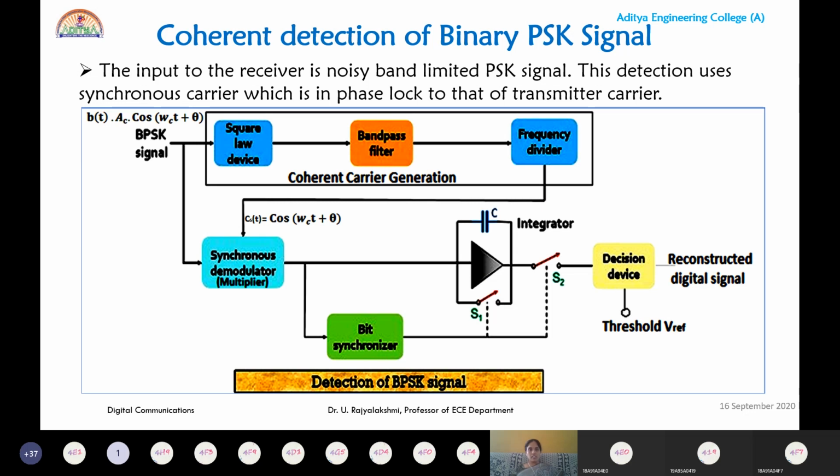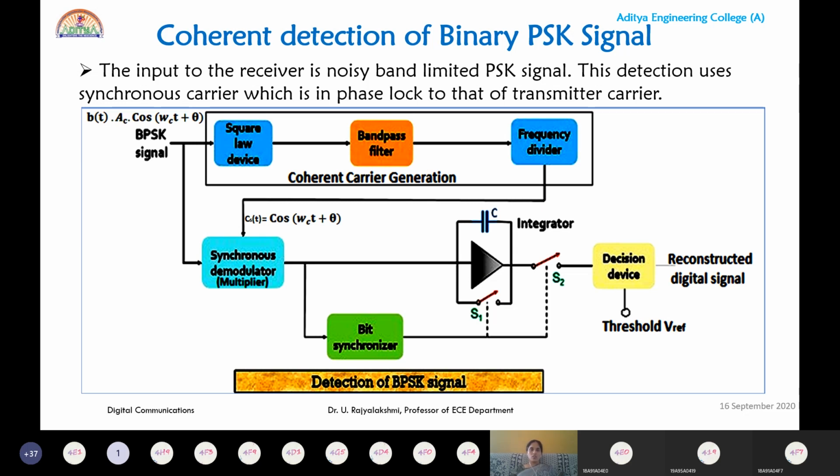But in the case of BPSK, using the phase variation theta, we should generate the coherent carrier, the synchronous carrier. Now let us see how many steps are needed to generate the coherent carrier. What is a coherent carrier? It is a carrier having the same frequency and same phase as that of the transmitter section.